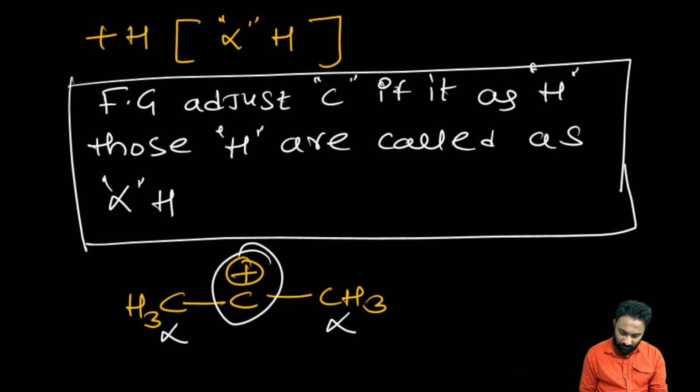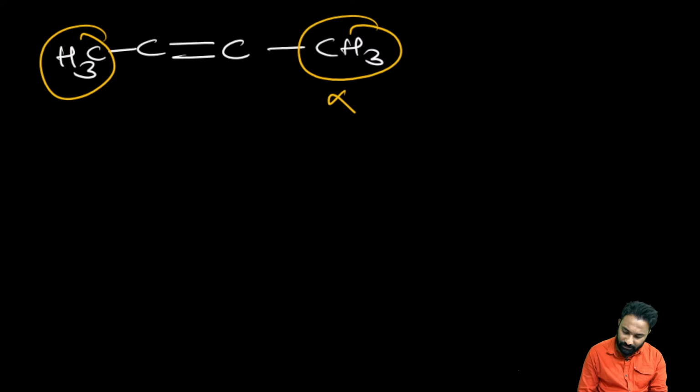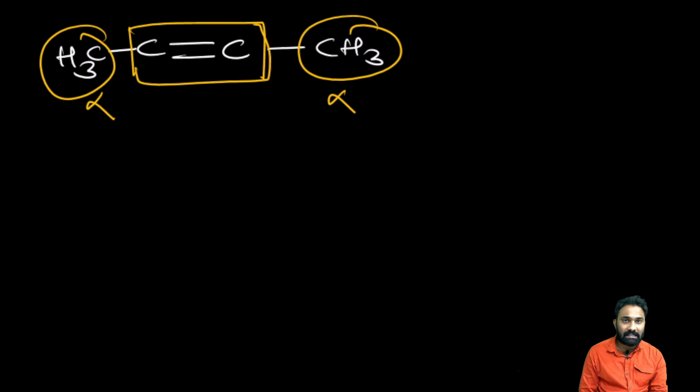Done. Next, many of the students make a mistake here. When there is a double bonded carbon, if its adjacent carbons have hydrogens, these are also alpha hydrogens. Clear? Double bonded carbon, adjacent carbon. These two methyl groups contain which ones? Alpha hydrogens. Two methyl groups containing these alpha hydrogens.